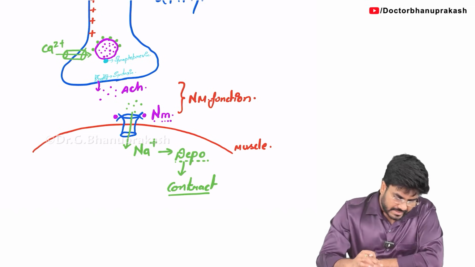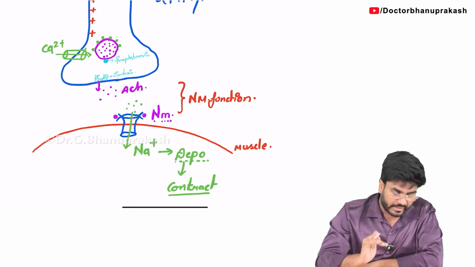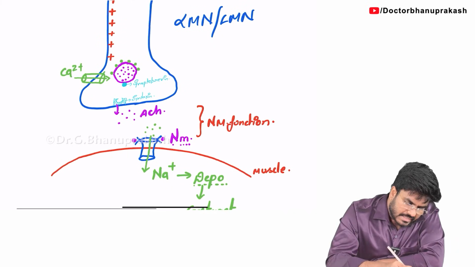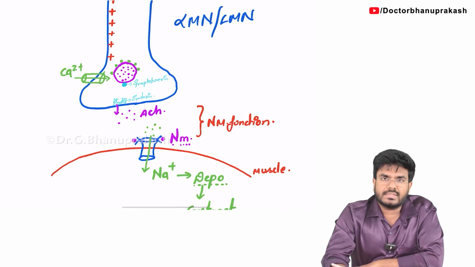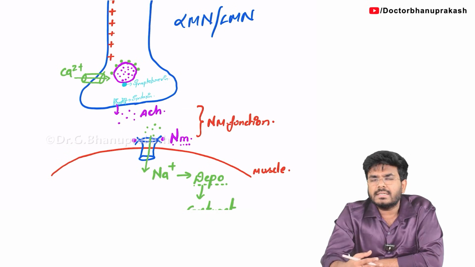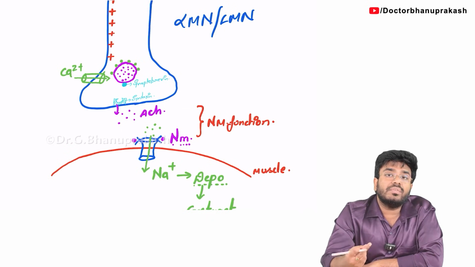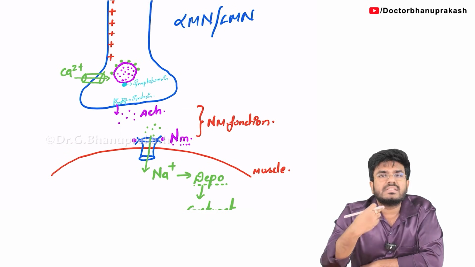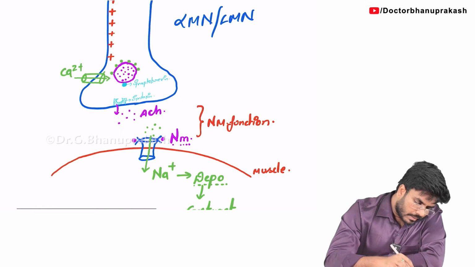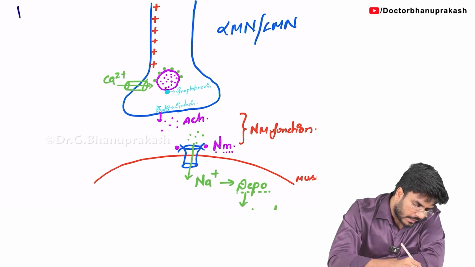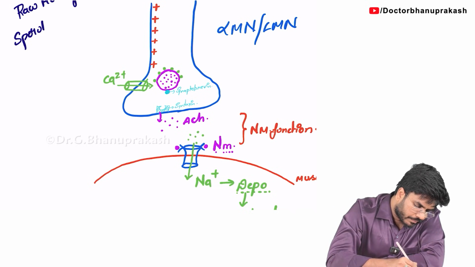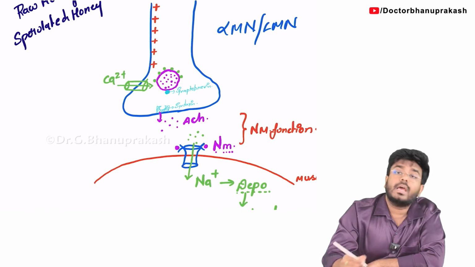Now you might be thinking, why is this area very, very important? Why have I told you this area is very, very important? Because let's say there is a newborn child. In certain parts of the world, there is this habit of giving honey to the child, believing that the child will speak early. So now this child is consuming raw honey or sporulated honey.